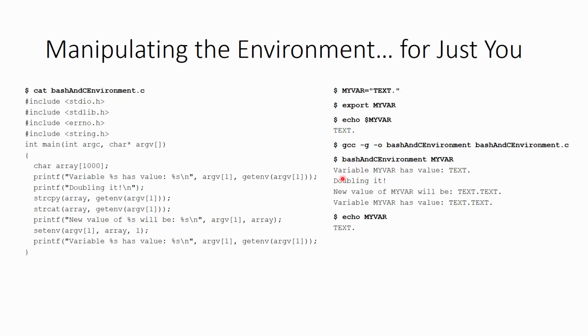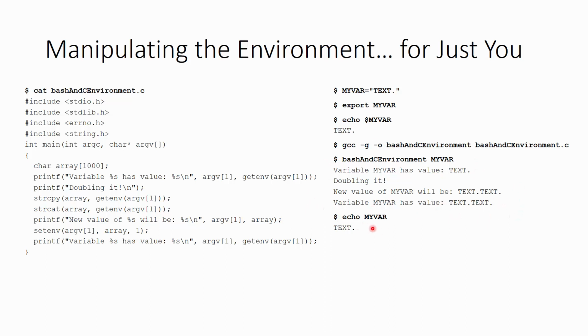So the output is that the variable myvar has a value text dot, which is good because that's what we put in there. It tells us it's doubling it. It tells us that the new value of it is text dot text dot because it did string concatenate on a clone of itself. And then it tells us that this particular variable has this value, and that came from the getenv. So that's good. It actually did get written into the environment variable and then fetched back out again. Then our process terminates and completes.